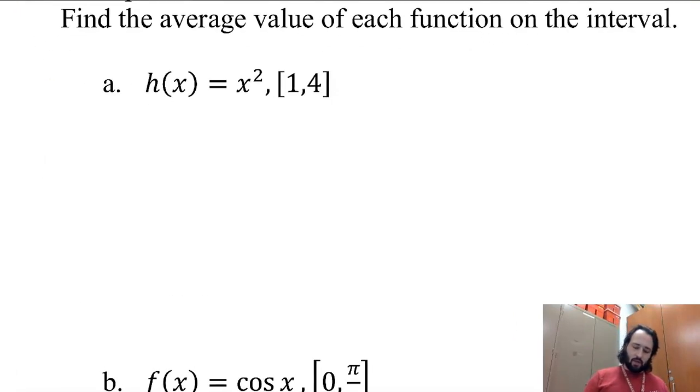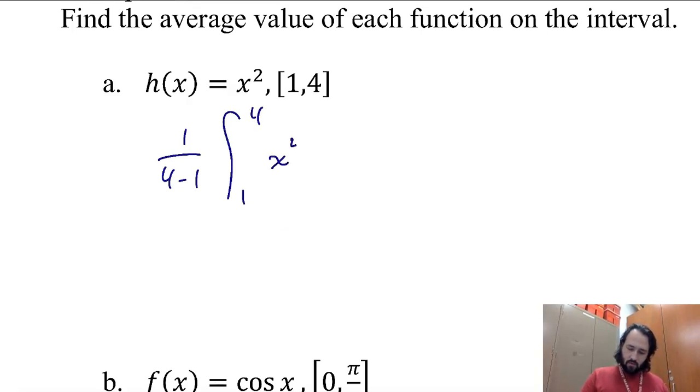So you have to recognize that we are doing 1 over 4 minus 1, the integral, oops, not equals. What are you doing, Mr. Bog? Not equals. Get out of here. The integral from 1 to 4 of x squared dx. And that will give me the average value of this thing.